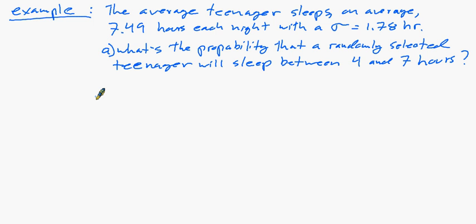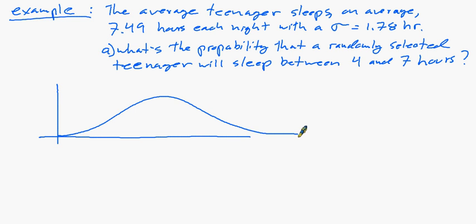I'm going to show you a couple ways of doing this. Let's first of all draw the probability distribution. And you're going to be drawing normal distributions a lot, so just get used to drawing out a generic normal distribution. We know that the mean is 7.49. We know the standard deviation is 1.78.